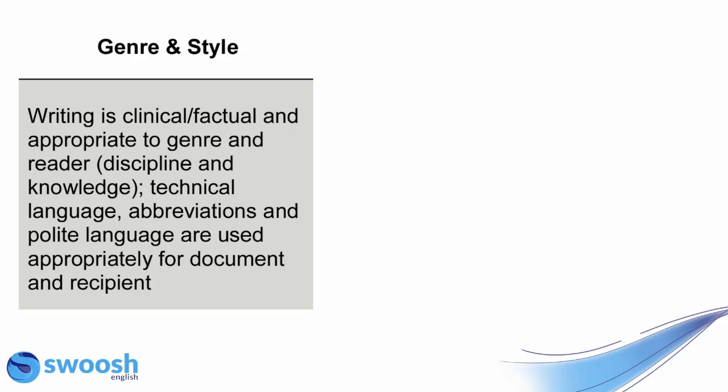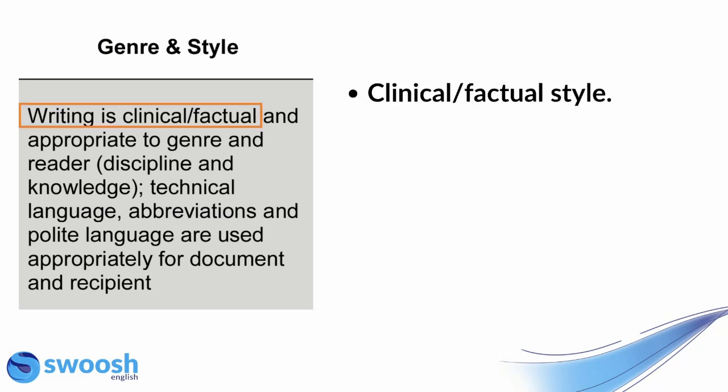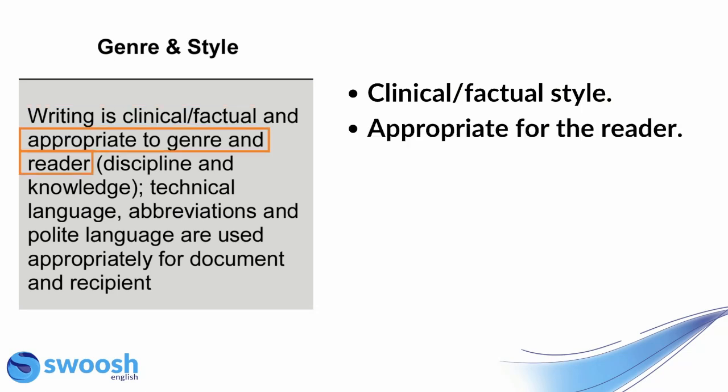So let's get started. We'll begin by looking at what is involved in getting the highest possible score for genre and style. This comes directly from the OET assessment criteria for the writing test. So let's break down each part of this criteria. The first part is that the writing needs to be clinical and factual. So that's the style that you're going to write in.